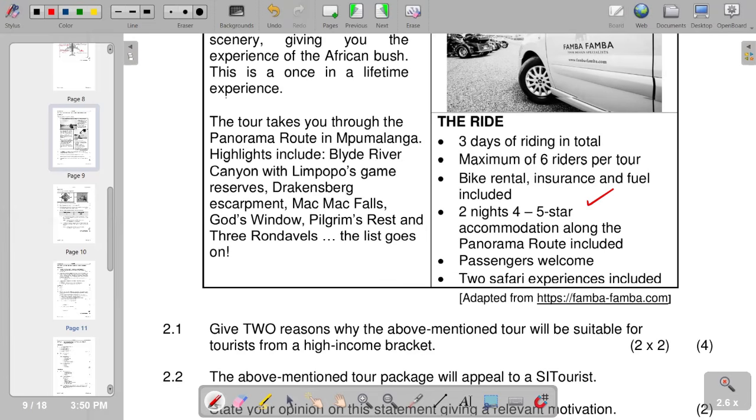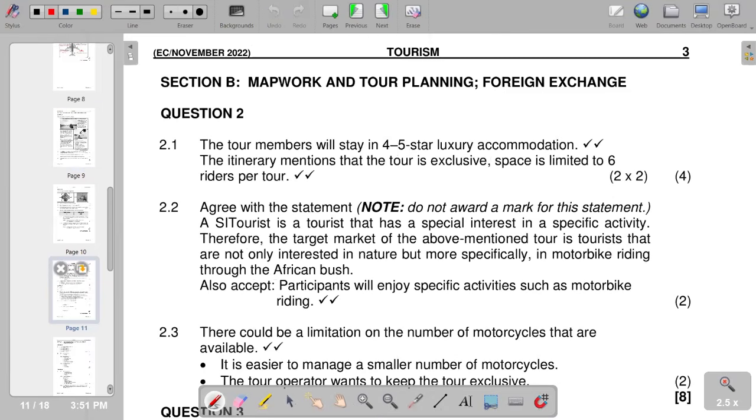So we can conclude that. This is what we can mention in our answer section: the tour members will stay in 4 to 5 star luxury accommodation. The itinerary mentions that the tour is exclusive, space is limited to 6 riders per tour. So this is another point that you can also quote from the extract given.